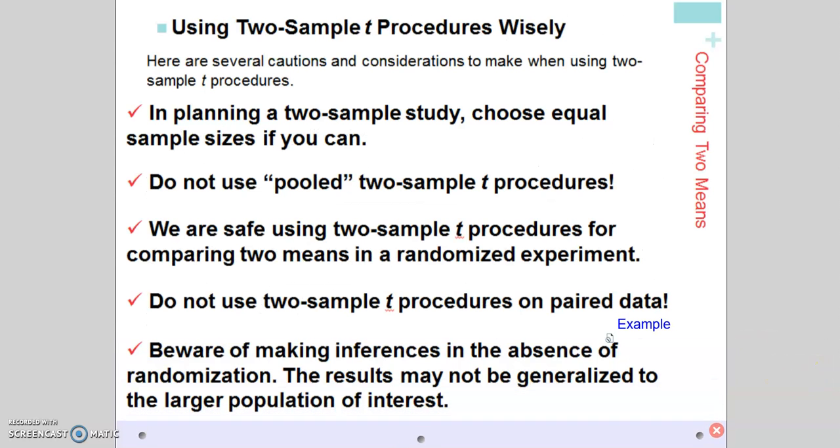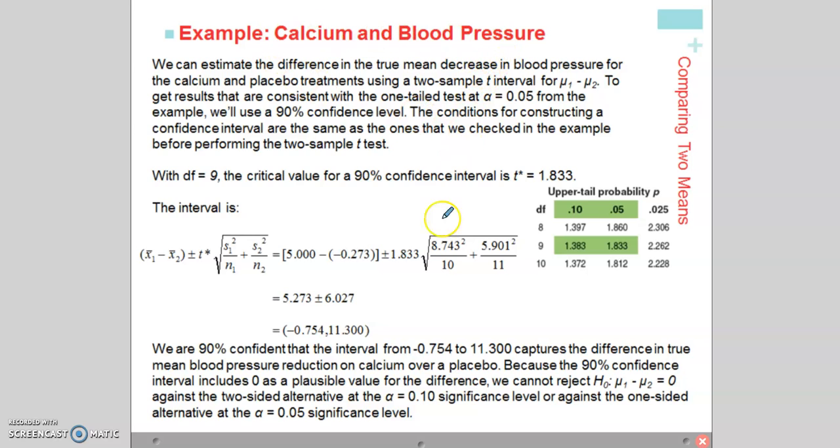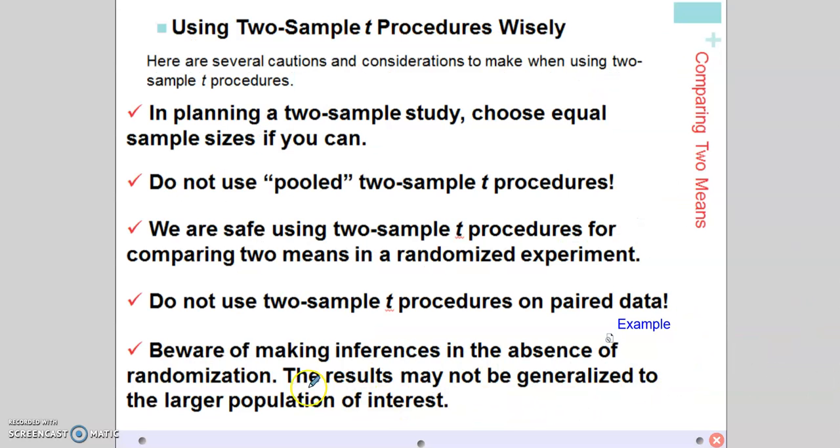And then finally, last word of warning or caution about using t-procedures is beware of making inferences in the absence of randomization. You might not be able to generalize results to a larger population of inference. And if you think back to the calcium and blood pressure study from yesterday, when we were talking about our conclusion, which I had in yesterday's notes, our conclusion we just made about people like the ones in this study. We weren't able to make them about a larger population because we weren't taking a random sample. Okay, so pay attention to whether or not it's a sample and what type of conclusion can be made.